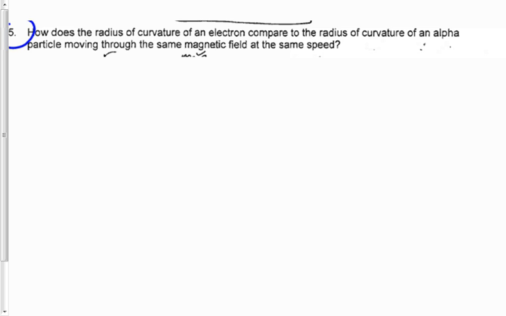How does the radius of curvature of an electron, shouldn't say of an electron, it should say an electron's path, right? Because we're not talking about the radius of an electron itself. We're talking about the radius of the path of the electron. Okay, I think you guys knew what I meant on that question, though. Compared to the radius of the curvature of the alpha particle's path, moving through the same magnetic field at the same speed.